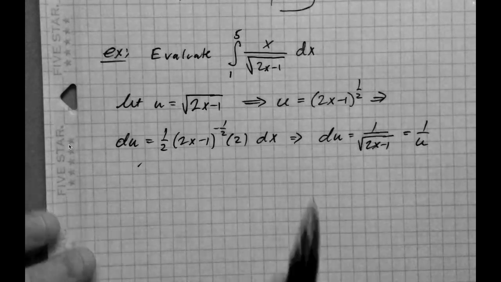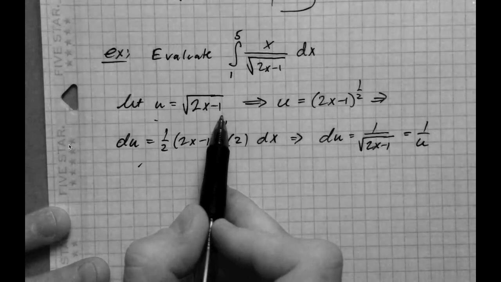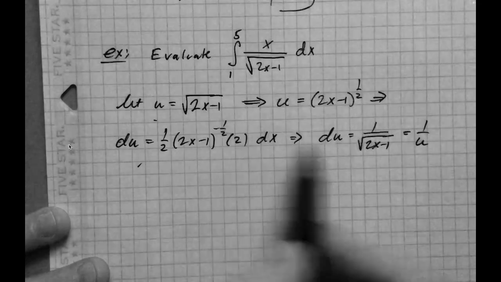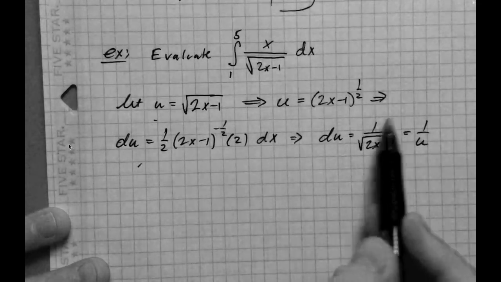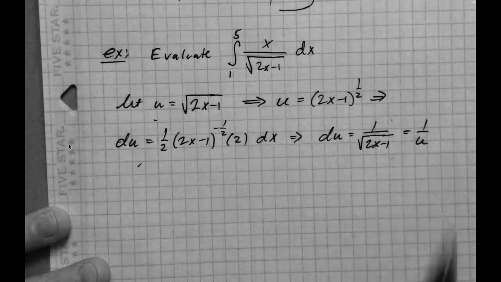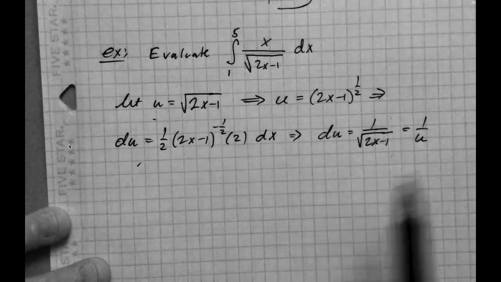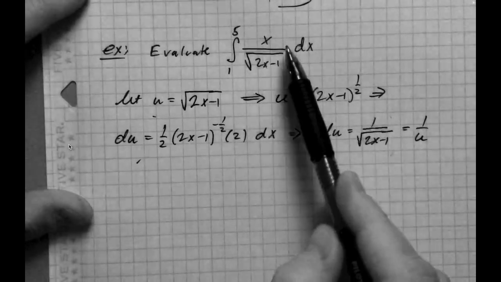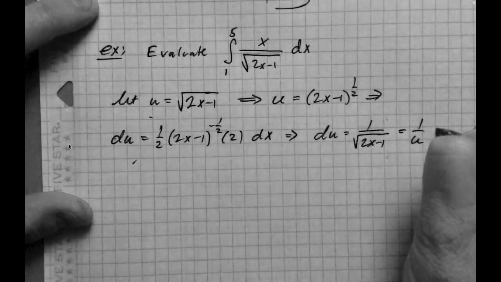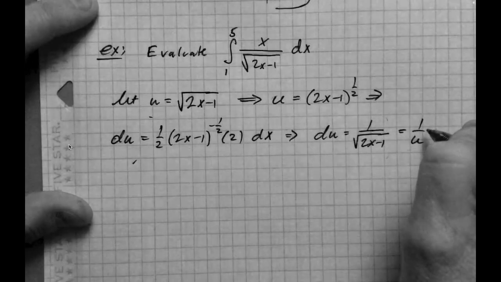Let's pause for a second and see what we see here. So u is equal to the square root of 2x minus 1, and I can rewrite that like this. And then du is equal to this, which is equal to 1 over the square root of 2x minus 1. So du is actually equal to 1 over u. Okay, so let's see how much of this expression we've captured here. Oh, sorry, this should also have a dx in it. Hold on.